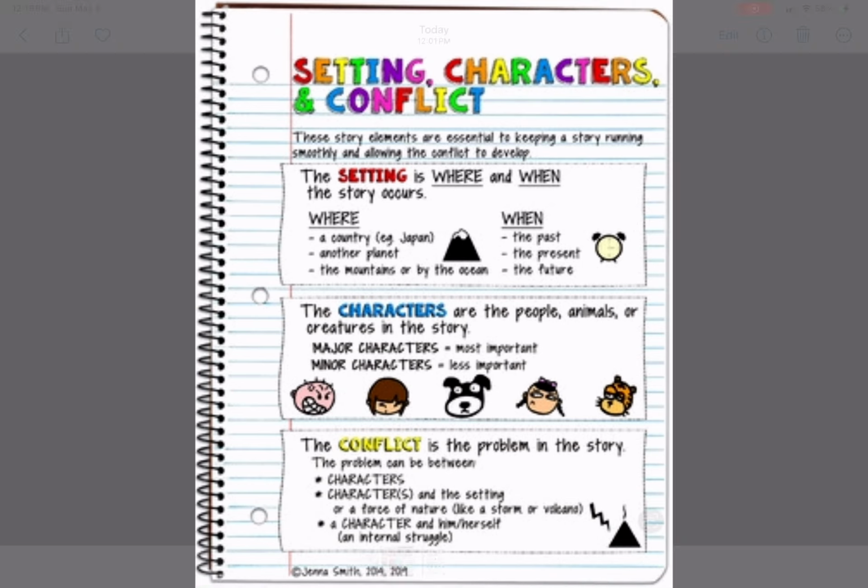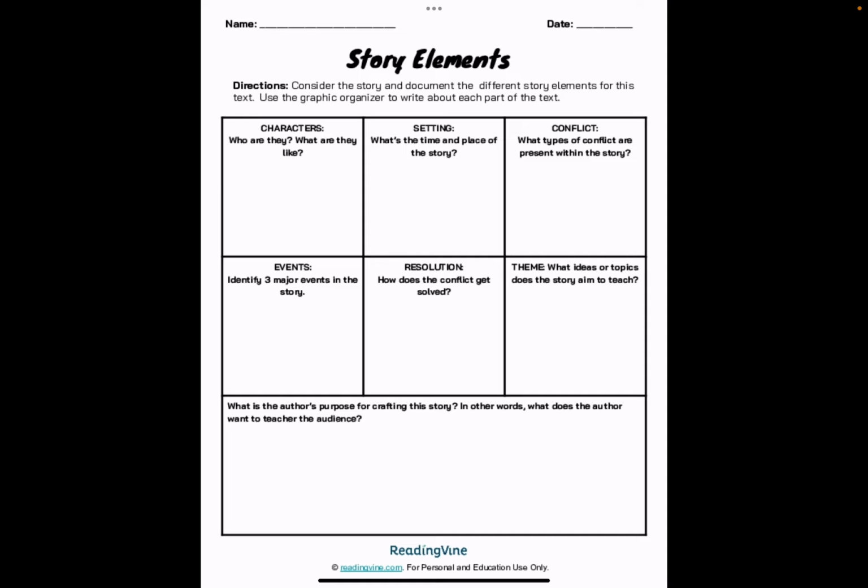So here's what I'm going to show you one more time of what you need to do. Remember, you have to consider the story and document on the Google Classroom. On the library Google Classroom, you're going to consider the story and document the different story elements for this text. And you're going to use a graphic organizer to write about each part of the text. We have to think about characters, setting, conflict, events, resolution, and the theme, and the author's purpose for crafting the story. In other words, what does the author want to teach an audience?